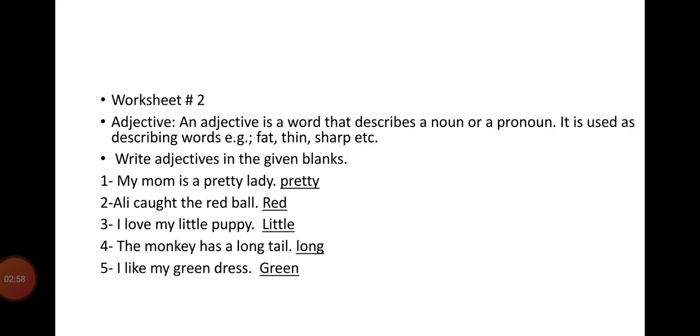Okay, so red ball. Number 3, I love my little puppy. So इसमें क्या डिफाइन हो रहा है? लिटिल पपी. ओके, सो पपी इज़ सो लिटिल, एंड इसमें लिटिल जो होगा वो पपी को डिफाइन कर रहा है. नंबर 4, द मंकी हैज़ अ लॉन्ग टेल. मंकी की टेल कैसी है? इट्स लॉन्ग. एंड नंबर 5, आई लाइक माई ग्रीन ड्रेस. सो इसमें भी ड्रेस को ग्रीन कलर जो है वो डिफाइन कर रहा है कि ड्रेस कैसा है. सो ये आपकी 2 वर्कशीट्स थी, इनको अच्छे से आप लर्न करें.